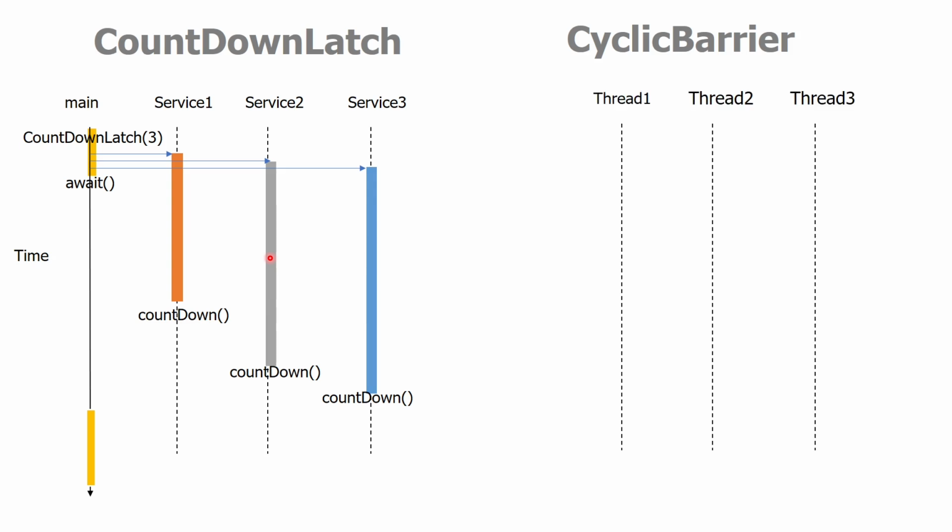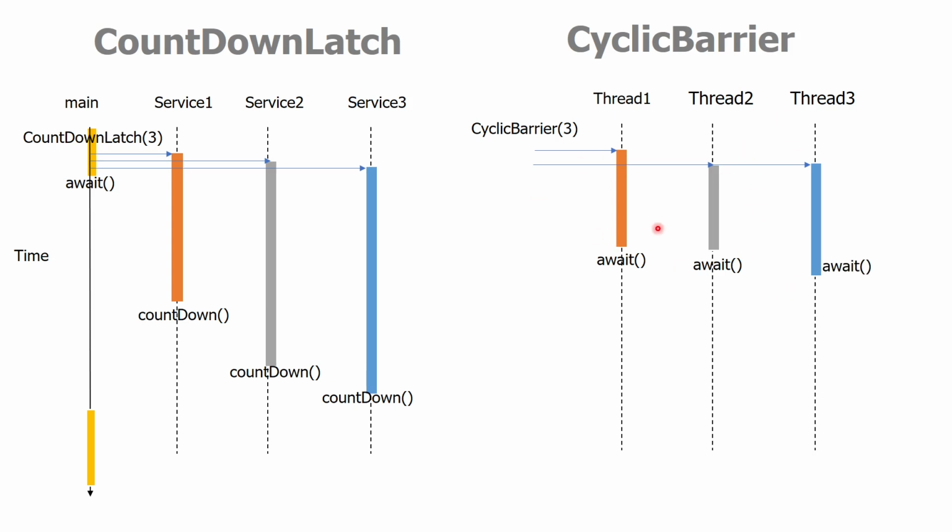Now let's look at CyclicBarrier. In CyclicBarrier, multiple threads are waiting for each other to complete. So each thread would call await. Here each thread would wait until the others are completed. When the last thread calls the await method, the barrier is reached, and after that each thread would continue.